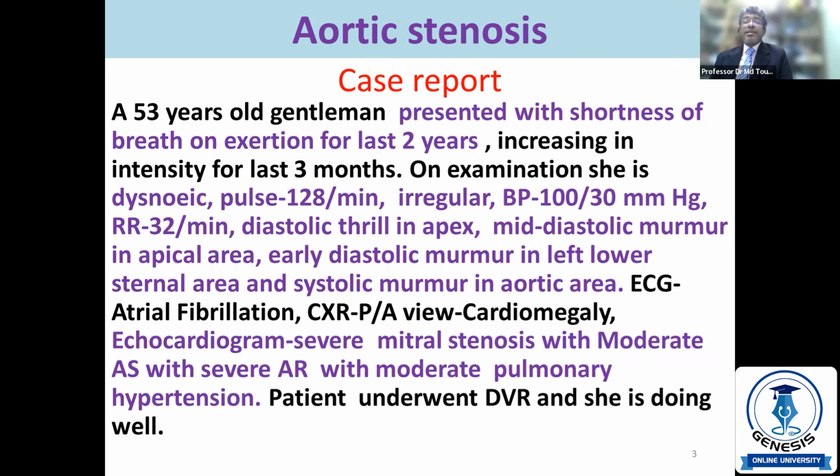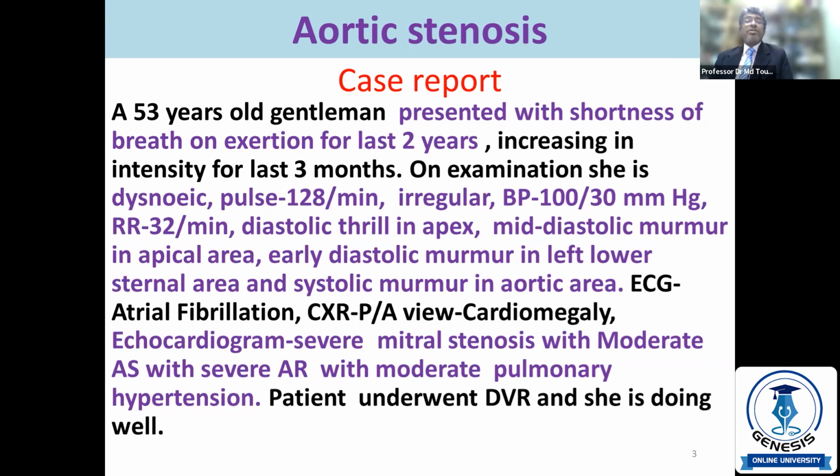And in this case, there is aortic valve involvement, and this aortic valve has both a stenotic lesion as well as a regurgitation lesion. And due to long-standing mitral stenosis and aortic valvular disease, this patient also developed moderate pulmonary hypertension. So the patient had double valve replacement, that is, both the mitral valve and the aortic valve were replaced by metallic valves, and after doing the double valve replacement, the patient is doing well.